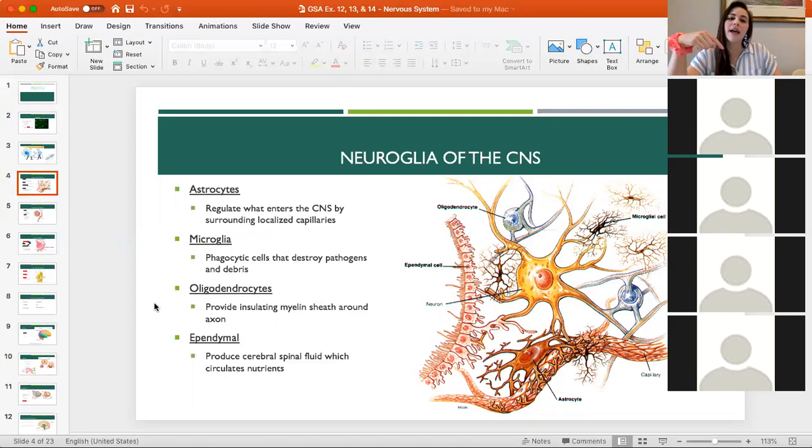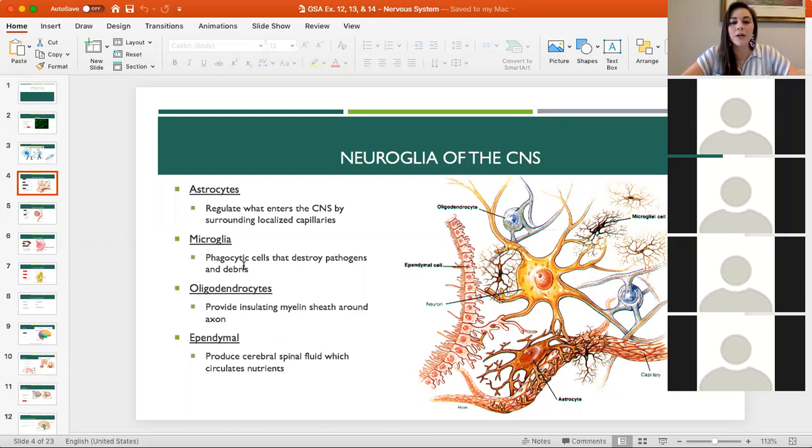Our microglia, these guys are phagocytic cells that destroy pathogens and debris. So what this means is that these guys like to eat up all the little things that they may see in the central nervous system that we don't need. Okay, so any type of cells that may have died, anything that may have gone wrong in that process, they're going to be eating those guys up so that these pathogens or these cellular debris do not stay in the central nervous system, because we don't want that.